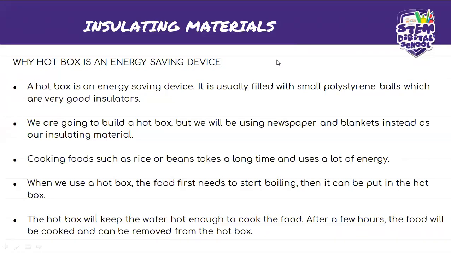So we said we are going to build a hot box, but we will be using newspaper and blanket instead as an insulating material. By the end of this slide, you would have seen the one that is constructed by me. Cooking foods such as rice or beans takes a long time and so uses a lot of energy. When we use a hot box, the food first needs to start boiling. Then it can be put in the hot box. Then the hot box will keep the water hot enough to cook the food. After a few hours, the food will be cooked and can be removed from the hot box.